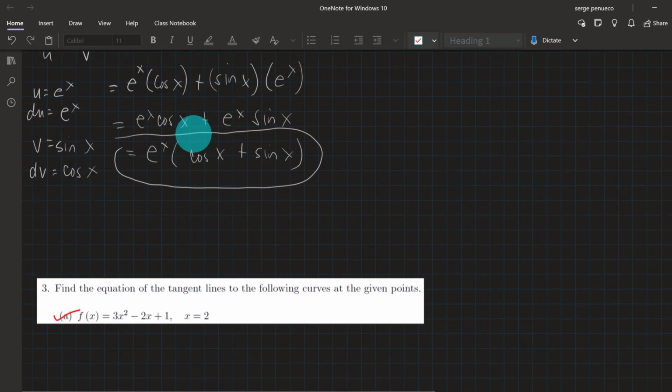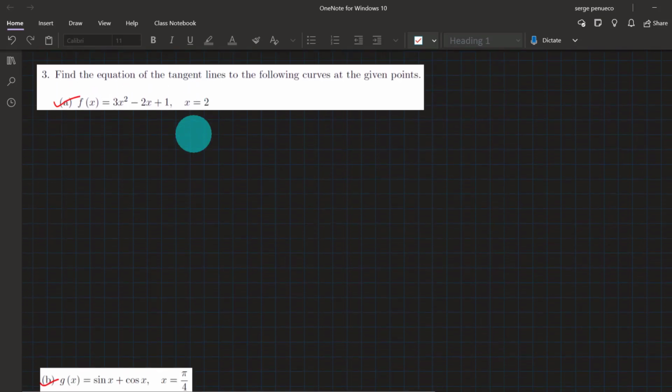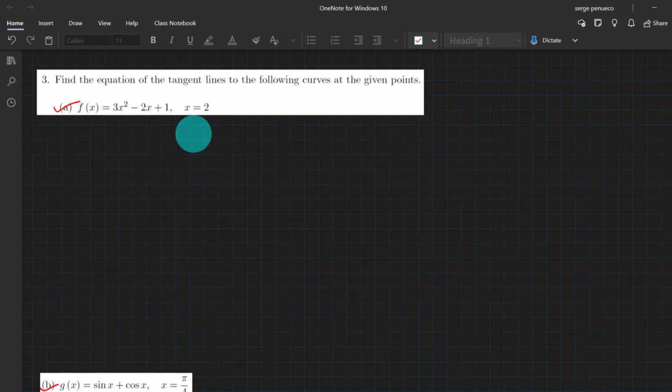Next is, ayan. So, doon na tayo sa number 3, yung pangalawang part ng activity number 10, which is finding the equation of the tangent lines to the following curves. Okay? So, para makuha natin ang equation of the tangent line, kailangan natin ng point at kailangan din natin ng slope. Now, to get the point, so meron na tayong x-coordinate. To get the y-coordinate, isa-substitute lang natin siya dun sa f of x.